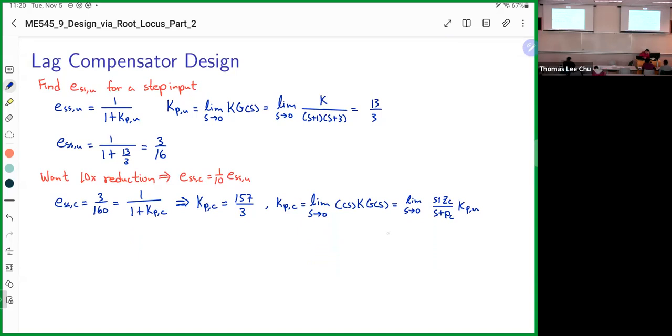So then KPC is going to be equal to ZC divided by PC multiplied by KPU. And we want that equal to 157 over 3. So we know KPU, we know KPC, we just need to figure out the ratio. And we will continue that tomorrow.